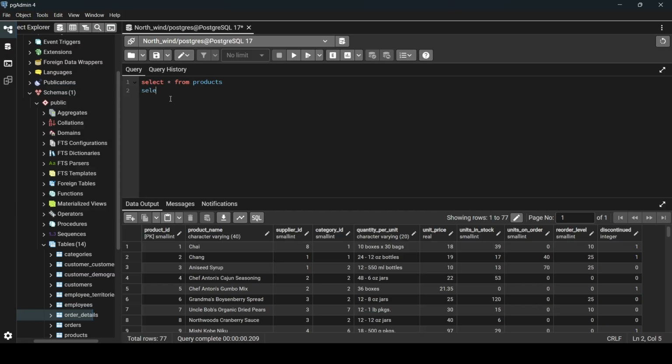So we want to find out product name, average of unit price, this unit price from this products table, and we want to group by them, product names.